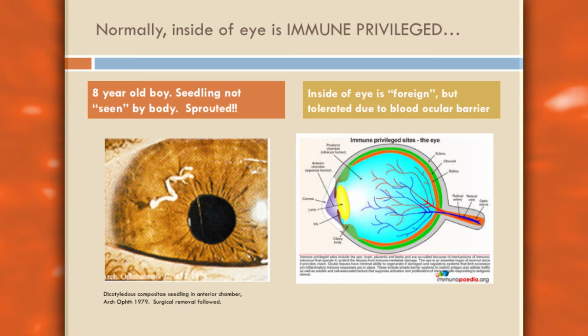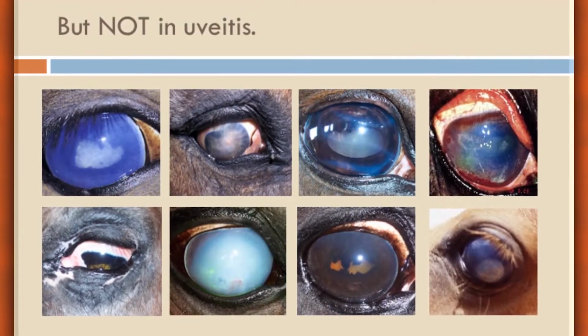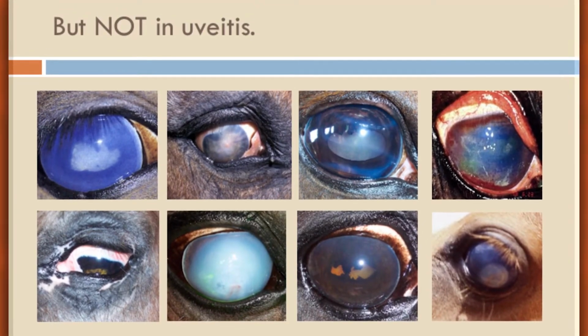This is a bean sprout that actually sprouted in his anterior chamber. It was warm, it was wet, it did what it was supposed to do. Because when that bean sprout went inside the eye, it did not break the blood-ocular barrier. So the inside of the eye is foreign, but it's tolerated, but not in uveitis.